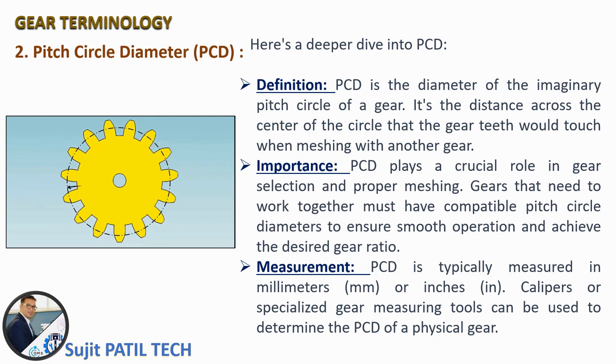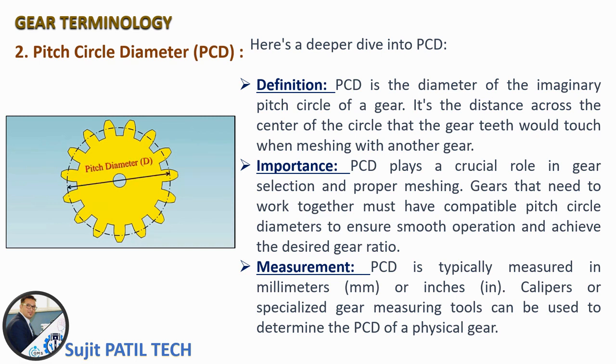Here's a deeper dive into PCD. Definition: PCD is the diameter of the imaginary pitch circle of a gear. It's the distance across the center of the circle that the gear teeth would touch when meshing with another gear.